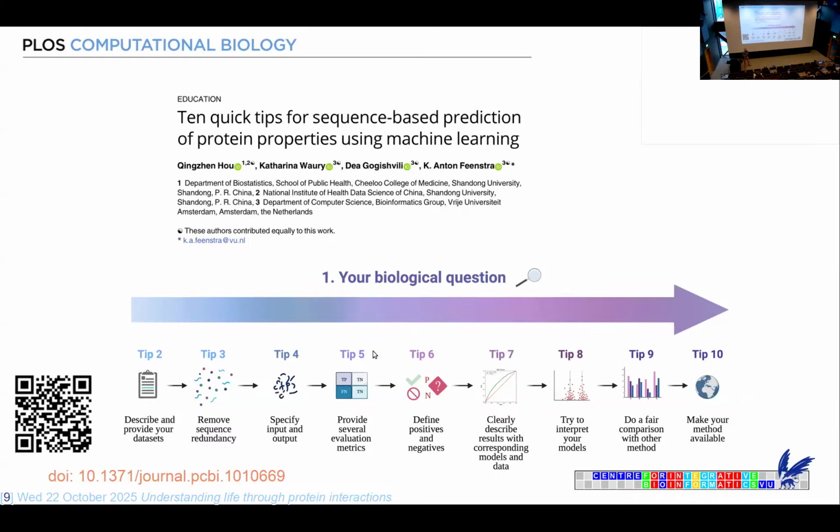And there's a couple of things that you need to get right, and we wrote this because we made some of these mistakes ourselves, but we also saw a lot of these mistakes even in published papers, but certainly in manuscripts that were reviewed. So we thought it was good to have 10 quick tips for how to do this better.